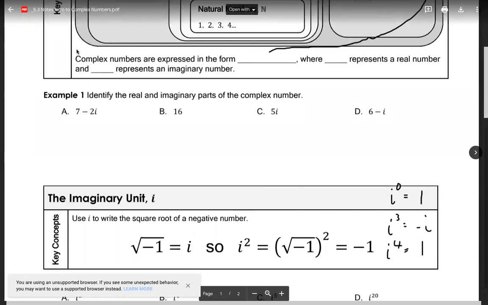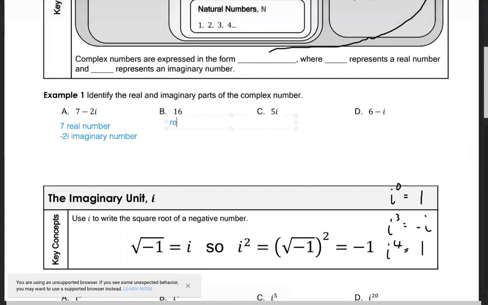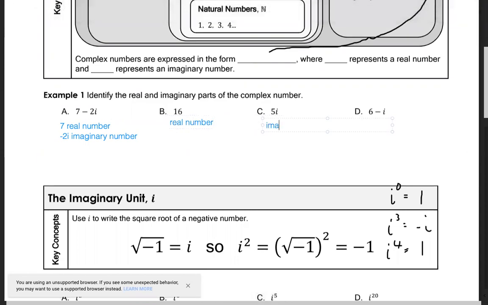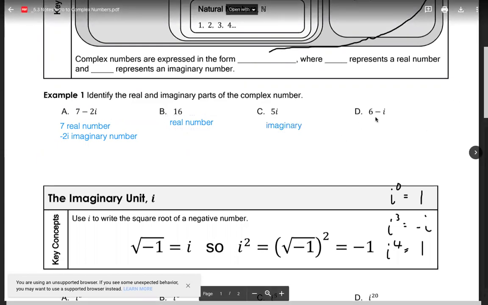So this first one right here, I'm going to actually put it in text. Okay, so 7 would be a real number, and then the minus 2i would be the imaginary number. Okay, so it's pretty simple. You look at b right here. That's just a 16, so that would just be a real number. And then you look at c right here. It's 5i. That would just be an imaginary. Then you can look at d right there, and you can split that one up as well, and it works the same way. Okay, so pretty simple stuff here for the first part.